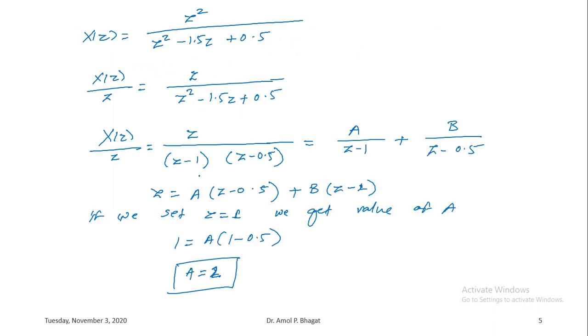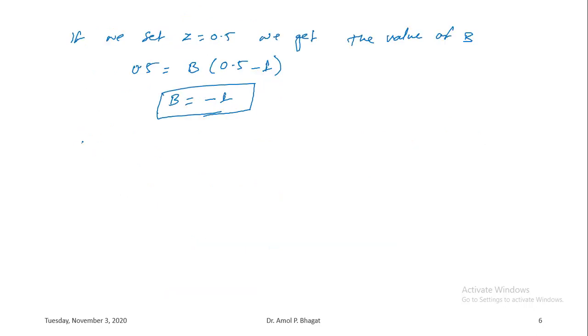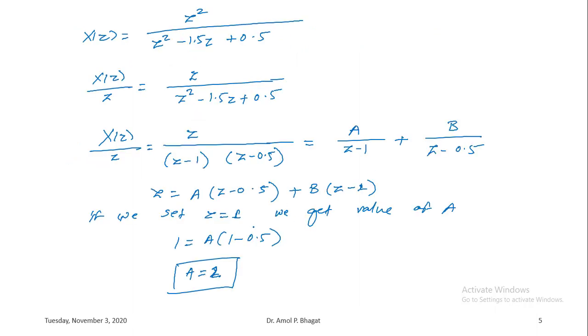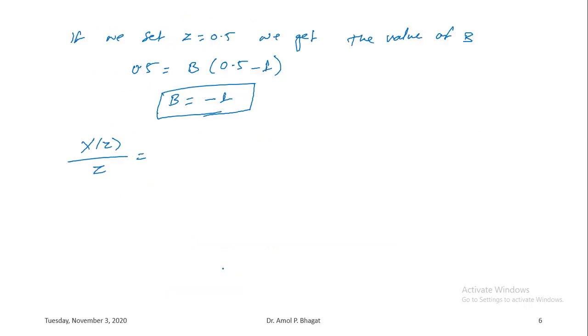You can substitute these values in this equation, right? So now we have X of z upon z is equal to, the value of a is 2, right? So it will be 2 upon z minus 1. So I can write here 2 upon z minus 1, right? And the value of b is minus 1. So I can write minus 1 upon z minus 0.5. So that is the term that we have obtained after the partial fraction expansion.